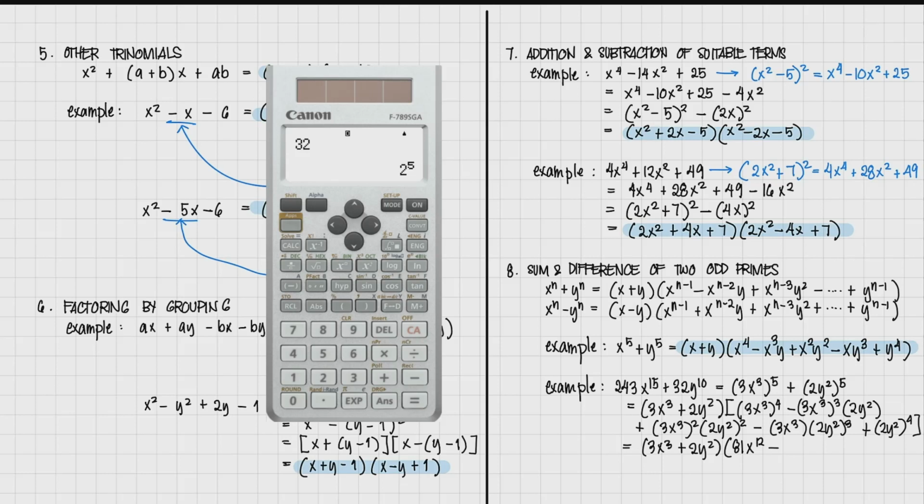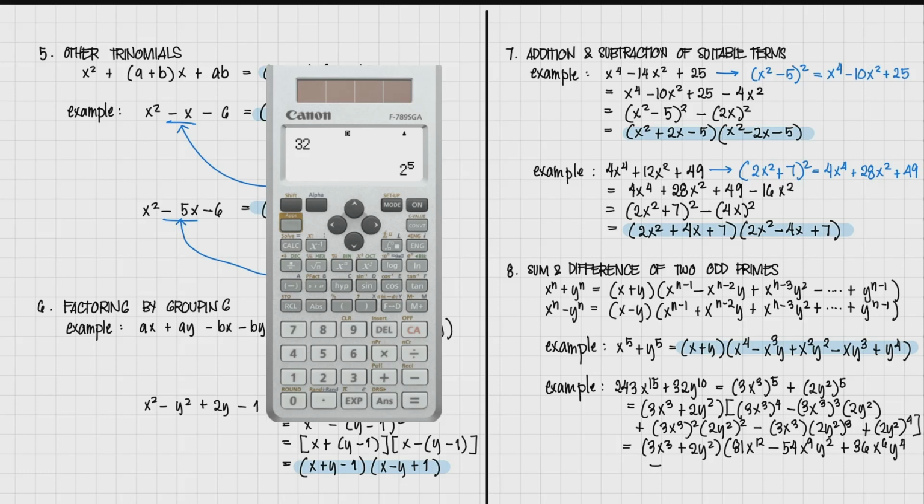minus 3 raised to 3 times 2, which is 54. Tapos, times x raised to 3 times 3, 9, times y raised to 2, plus 3 raised to 2 times 2 raised to 2 is 36, times x raised to 3 times 2, 6, times y raised to 2 times 2, 4.